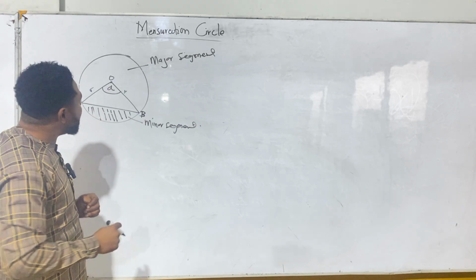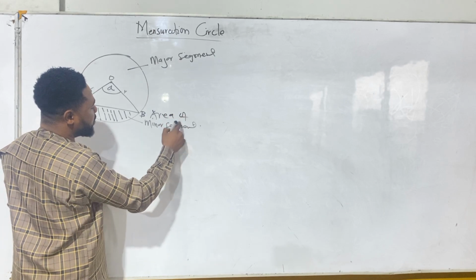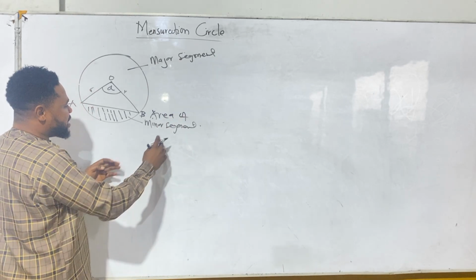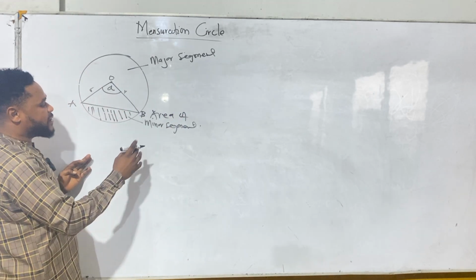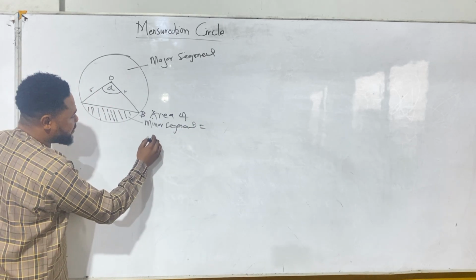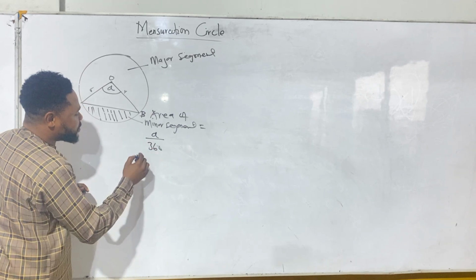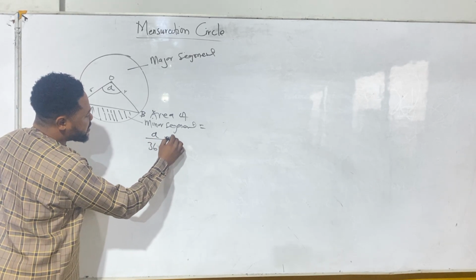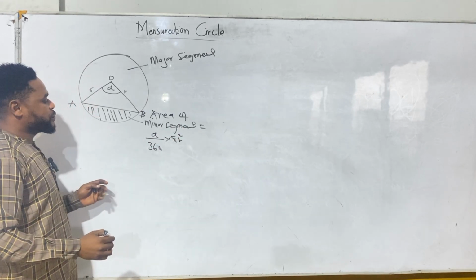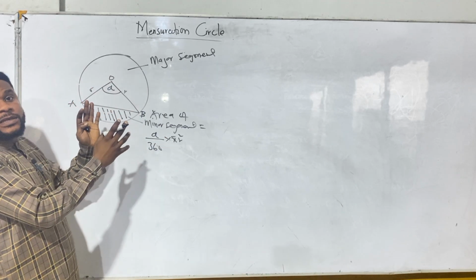All right, so let us look at it. Now, when we say area of minor segment, the formula is what? The area of the sector. And the area of the sector is given as what? Our angle here divided by 360 multiplying pi r squared. So this is the formula that we can use to find the area of the whole sector.